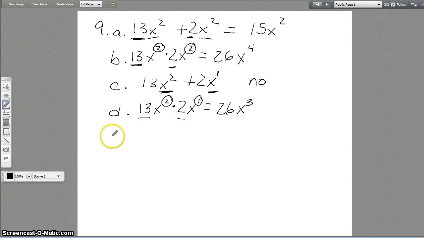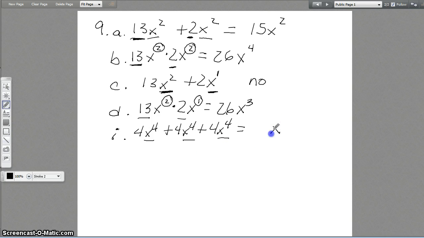Now we're going to jump down to part I. That's supposed to be an I there. And what we have is 4x to the 4th plus 4x to the 4th plus 4x to the 4th. Okay, notice that we have x to the 4th for all of these. That means all of these are 4th power. They're all 4th degree. So we can add them.